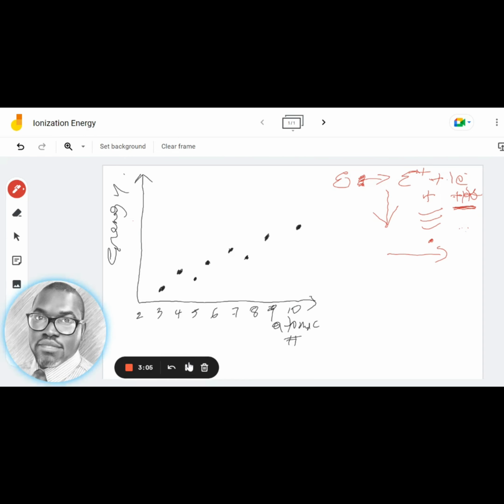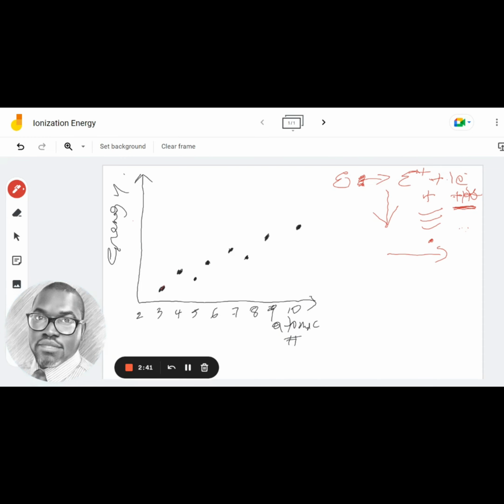All right. So even though as you go across the period you're expecting a general increase in the ionization energy, there are some anomalies. And this graph that you're seeing on the screen here will help us to understand those anomalies. So here on the x-axis you have the atomic number or the proton number, and over here you have energy. You can clearly see that there's a general increase.